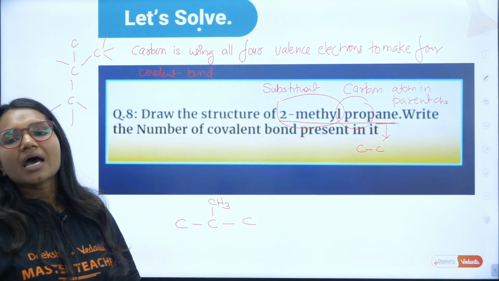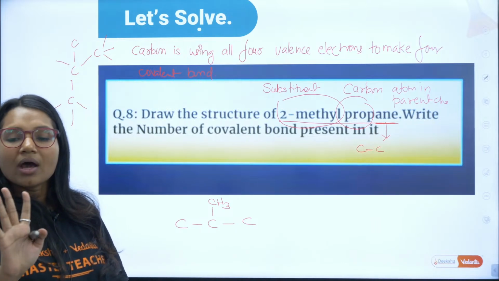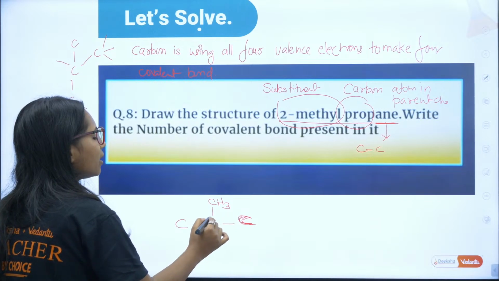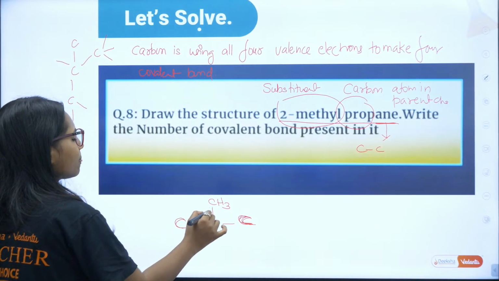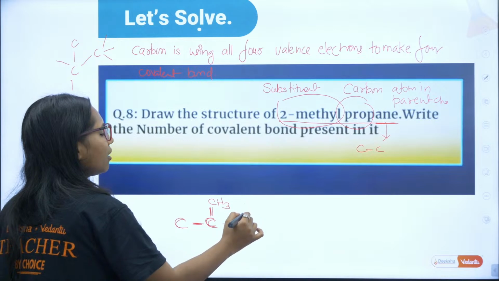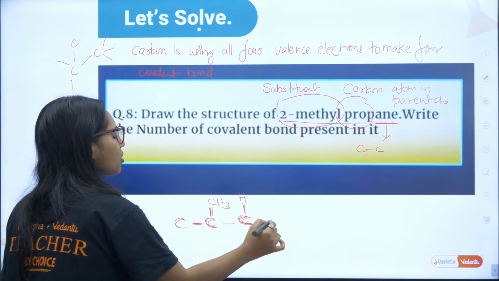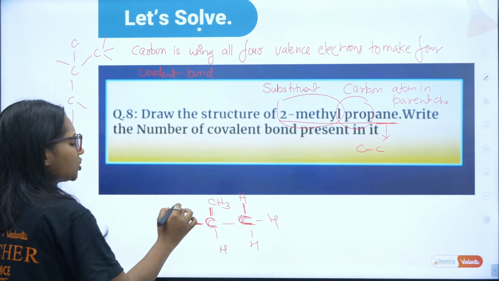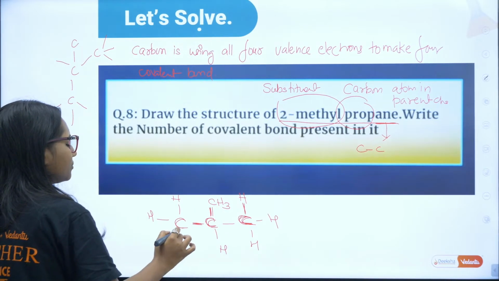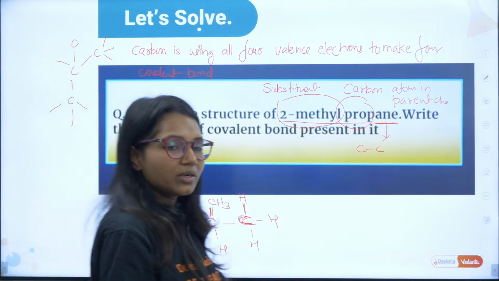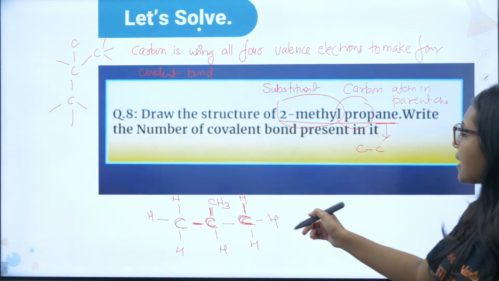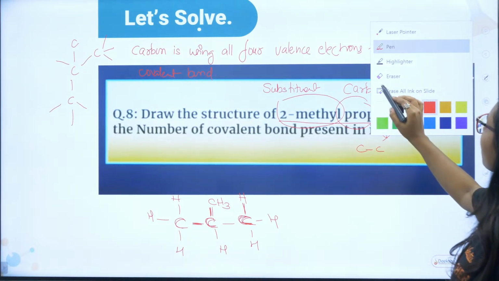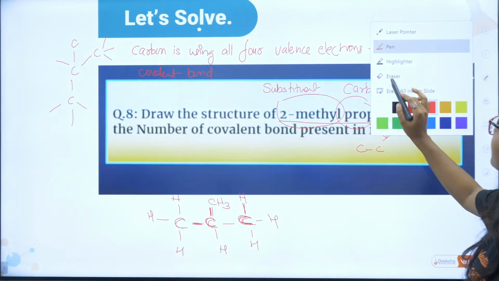Now you have written this structure. Complete the valency of carbon by hydrogen. One carbon forms 4 bonds. So here put 4 bonds. Here already 3 bonds, so 1 H. Here 3 H. Can you tell me how many covalent bonds are present in it?